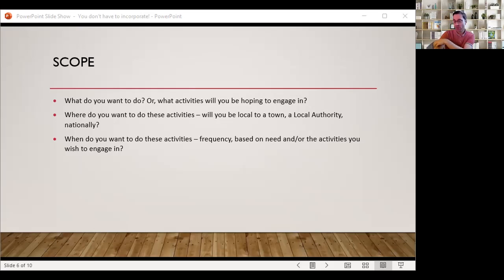SCIOs are regulated by OSCR, or the Office of the Scottish Charity Regulator, and CICs are regulated by the Office of the Regulator of Community Interest Companies, so a lot more of a mouthful.